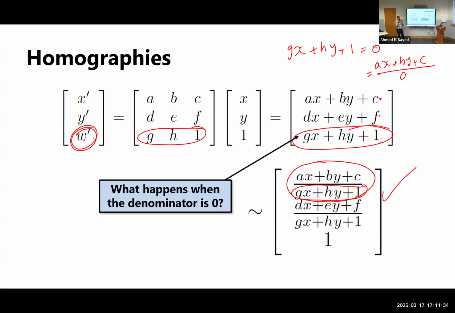Will equal what? Zero. What? Someone said something. Infinity. Because this is non-zero, dividing non-zero over 0 will end up having infinity. What does it mean to have infinity?